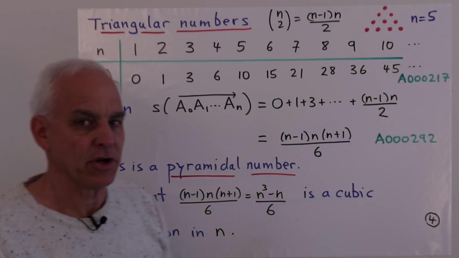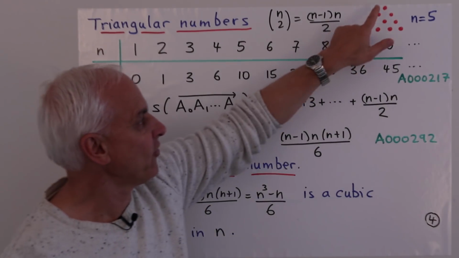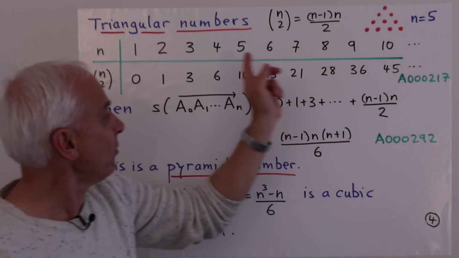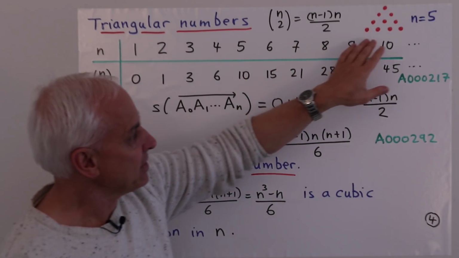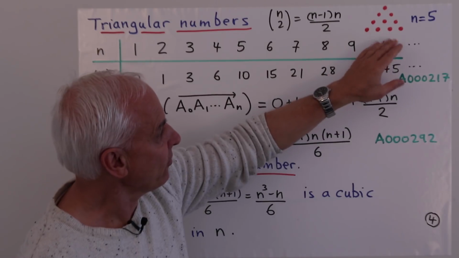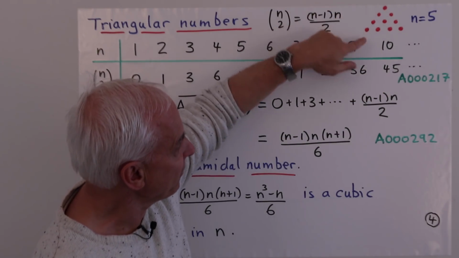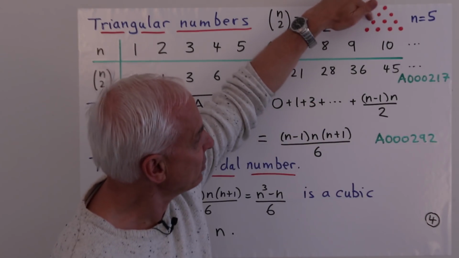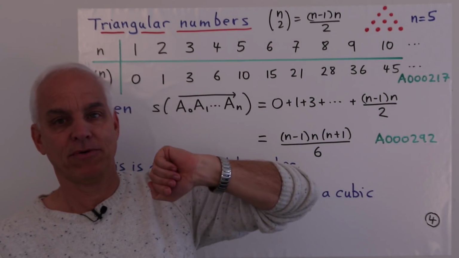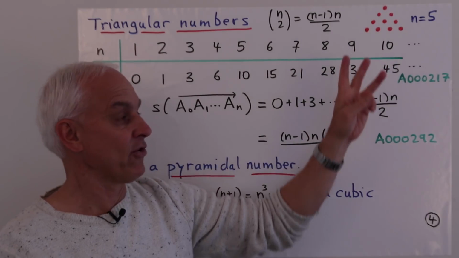And they're called triangular numbers for an obvious reason. If you look at this little diagram here, this is the case when n equals 5. There's 10 of them altogether. And you can see 10 balls or circles arranged in a triangular kind of pattern with 4 on the bottom and then 3 on top of those, and then 2 on top of those, and then 1 at the very top. So it's 1 plus 2 plus 3 plus 4.